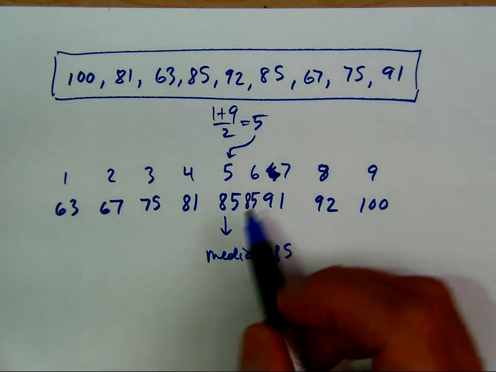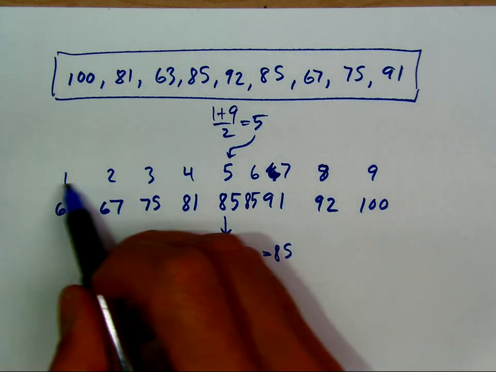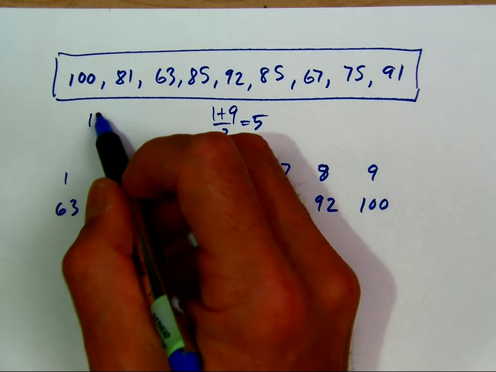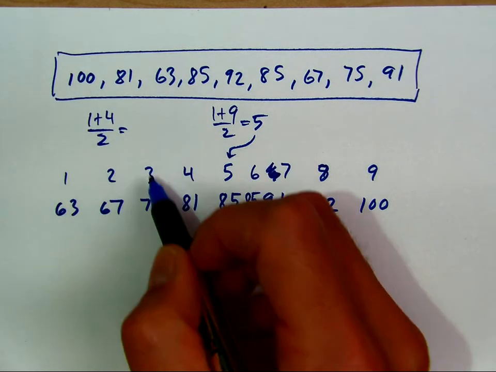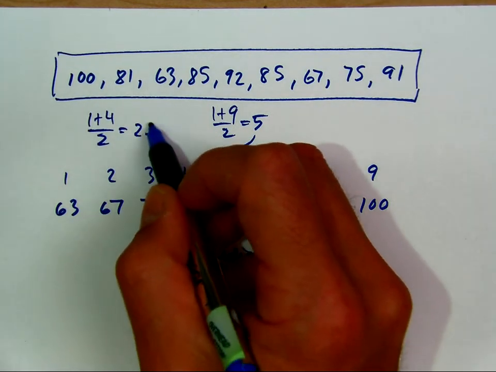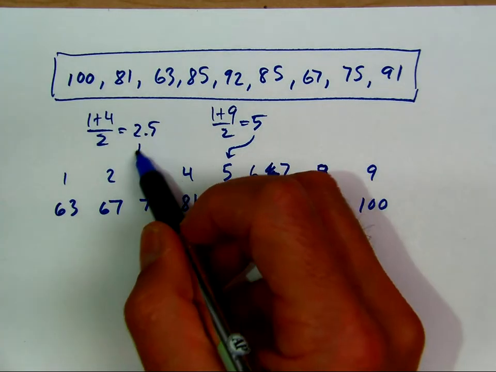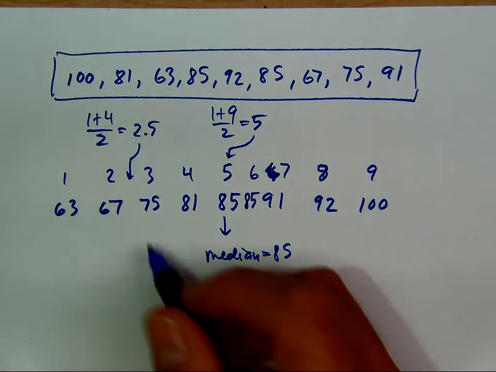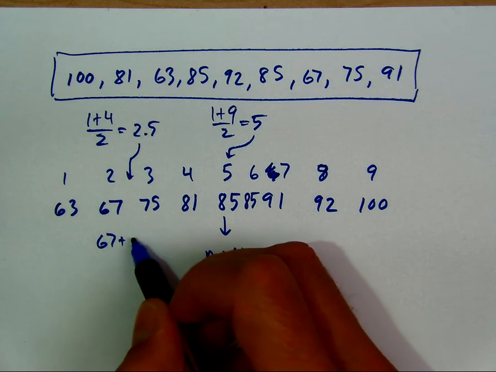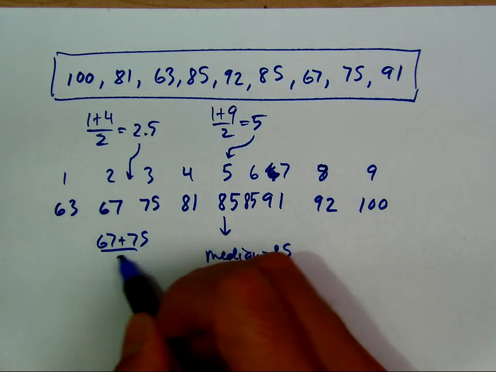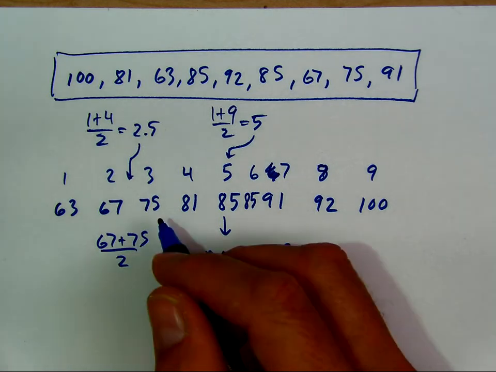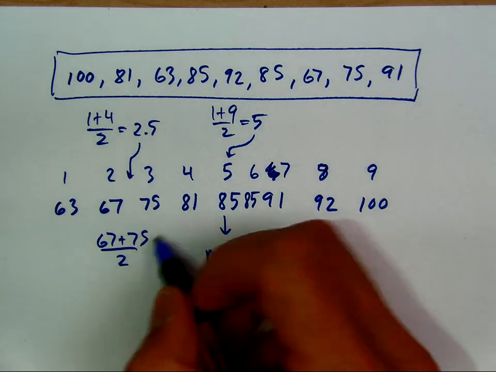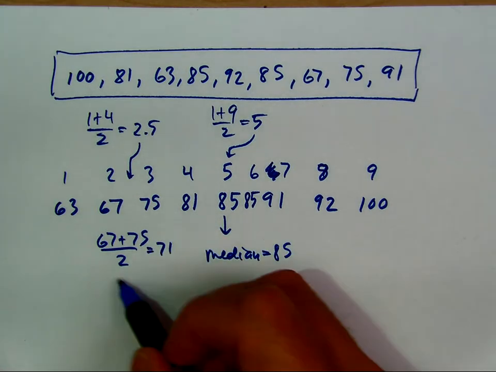That means once we've used that, let's just use 1 to 4. 1 plus 4 over 2 is 2.5, and we will look between 2 and 3. So we have to do 67 plus 75 over 2, and we get 71, and that's quartile 1.